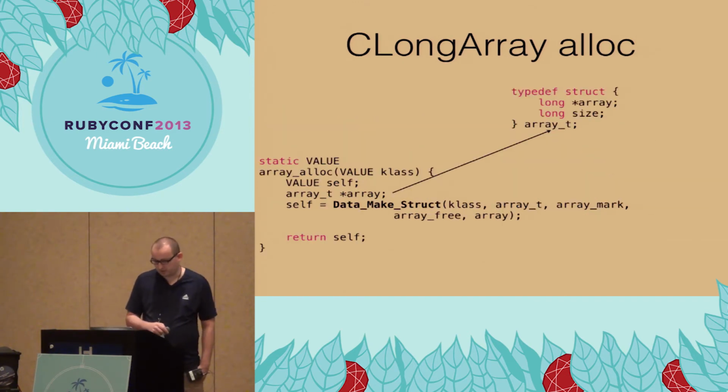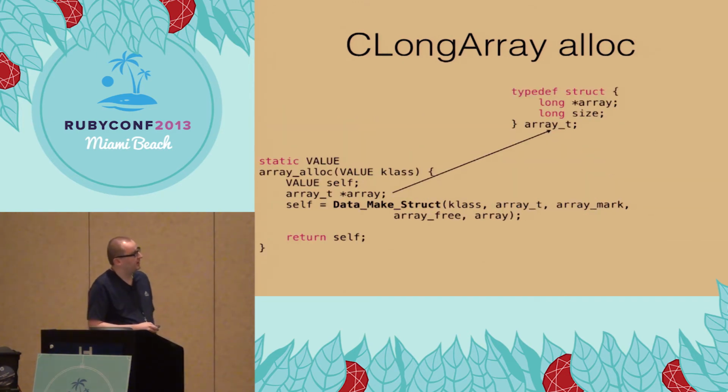So if we look at it, the alloc function is really simple. A couple of lines of code. We use this Data_Make_Struct macro. What it does is take this C structure and wrap it in a Ruby object. Once you wrap it in a Ruby object, you can return it. So we start with this array_t, which is the C construct, and by calling Data_Make_Struct we get back a Ruby object that we can return, and you can use it in your Ruby code.